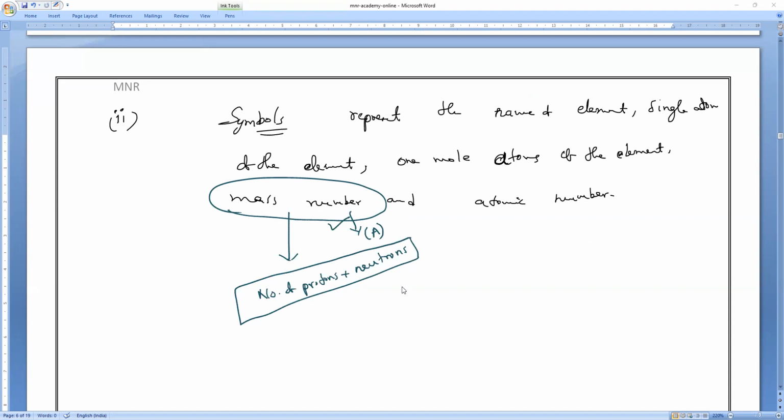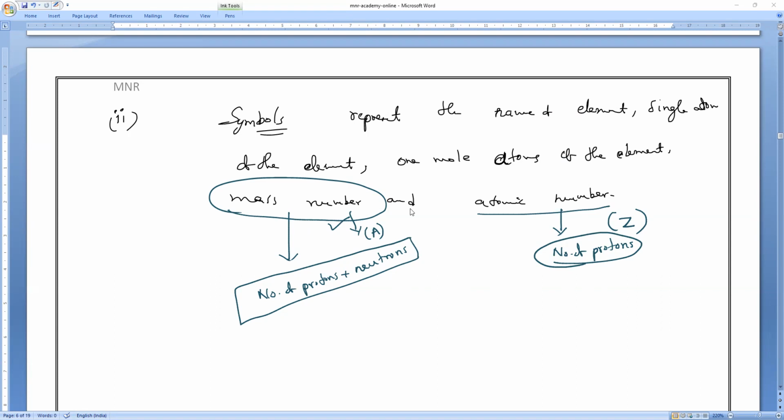Yeah. Atomic number means representing only the number of protons. The number of protons is called the atomic number, which is represented with the symbol Z. What is the symbol, everybody? It is Z. Clear?